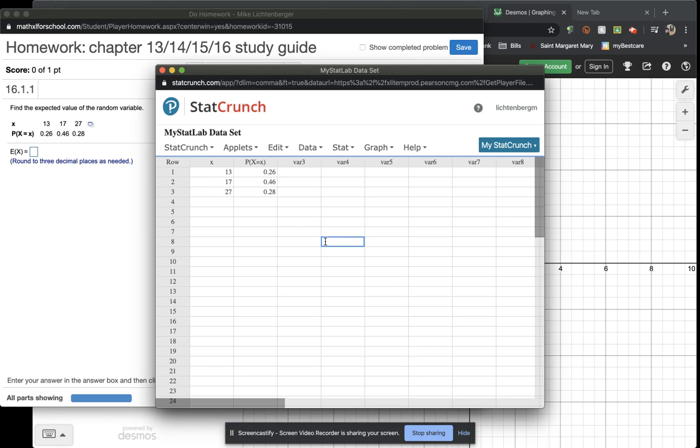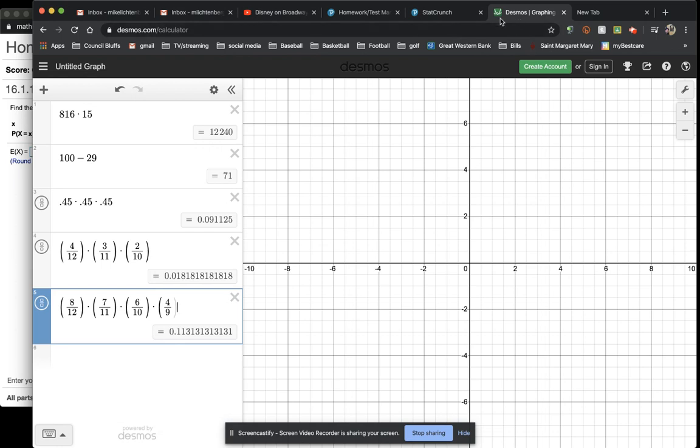All right. Find the expected value of the random variable. So the way we're going to do this is, remember, to find the expected value, we multiply each value times its probability. Each value times its probability. So that means 13 times 0.26.